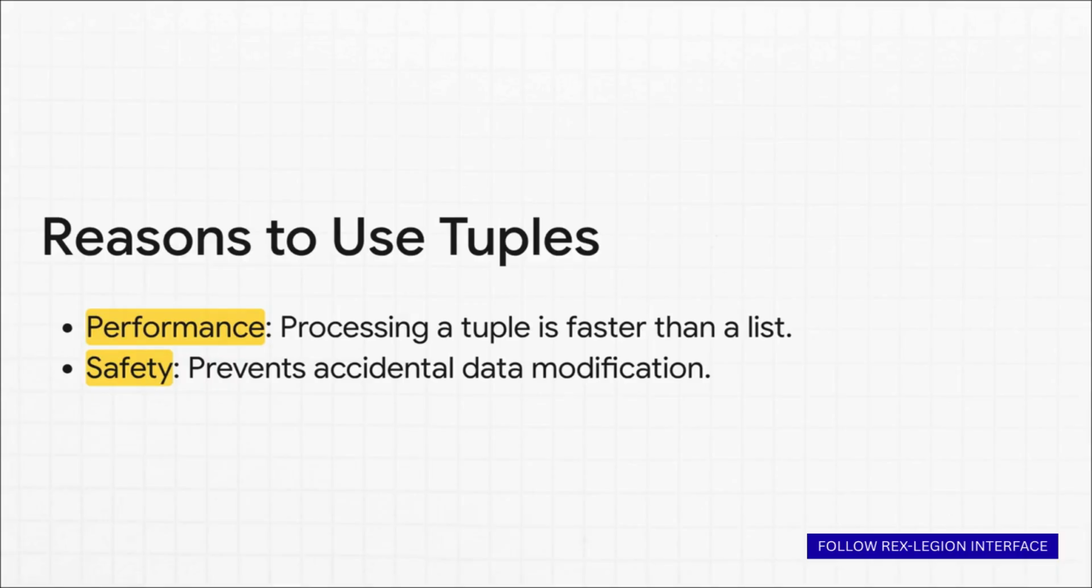Second is safety. Because you just aren't allowed to alter the contents, you can store your critical data in a tuple and rest easy. You know for a fact that no other line of code in your giant program can accidentally overwrite or corrupt it. It's a real game changer for data integrity.